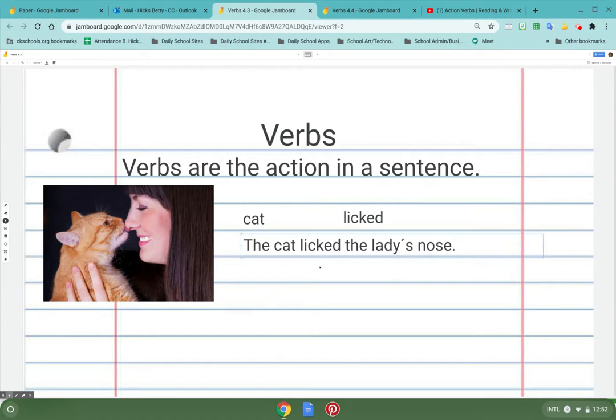Okay, now I look at my sentence and I think, you know what? I can put an adjective here. The orange cat licked the lady's nose. Now I'm very happy with that one thought. Capital, stopping mark, very comfortable. Read it out loud to somebody. The orange cat licked the lady's nose. That's exactly what's in that picture.